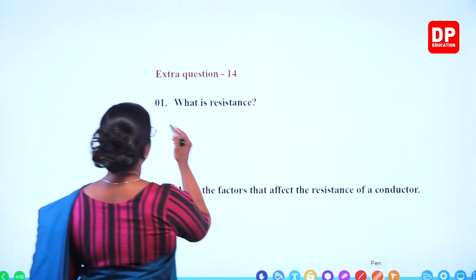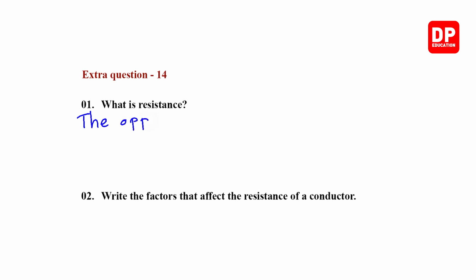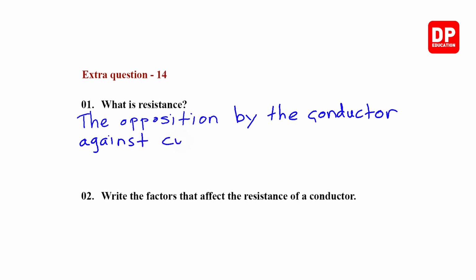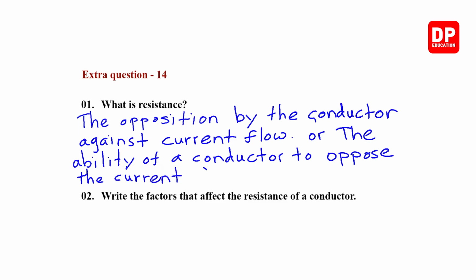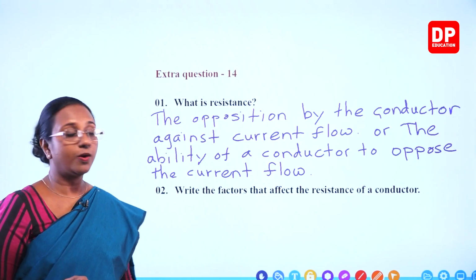So we can say the opposition by the conductor against current flow, or we can say the ability of a conductor to oppose the current flow. That is what we call as resistance.